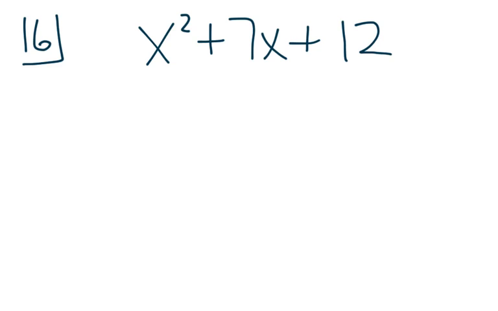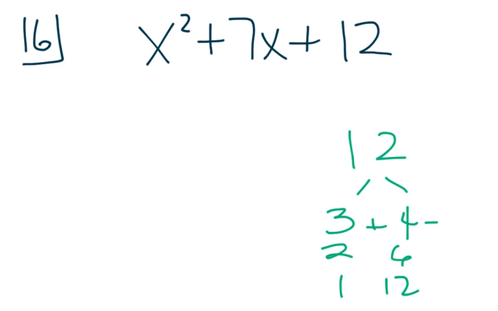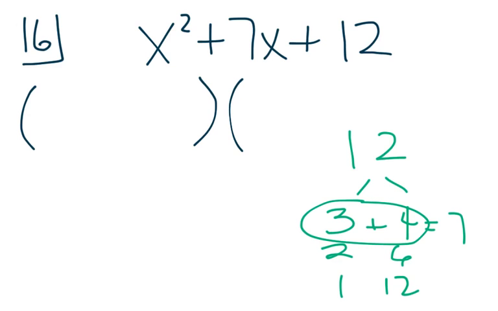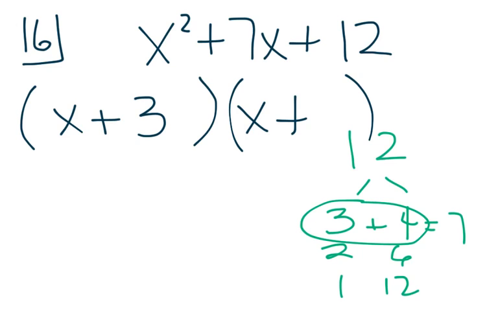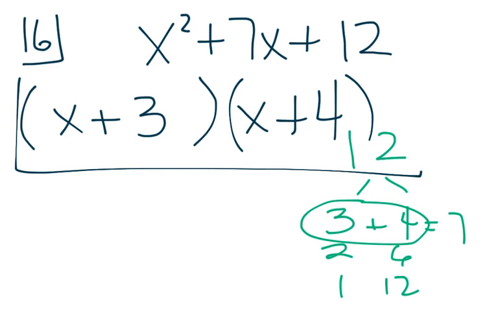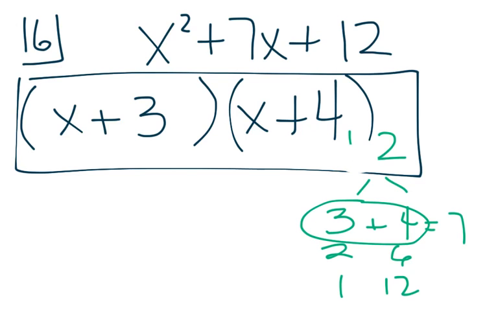Number 16. So we are looking for two numbers that add to equal 7 and multiply to equal 12. So let's look at our factors of 12. We have 3 and 4, 2 and 6, and 1 and 12. So 3 plus 4 is 7, and that's it. We have 3 and 4. So we're going to make our parentheses. One is going to be x plus 3, and the other is going to be x plus 4. And this is our final answer for 16, but ignore this 12 over here.